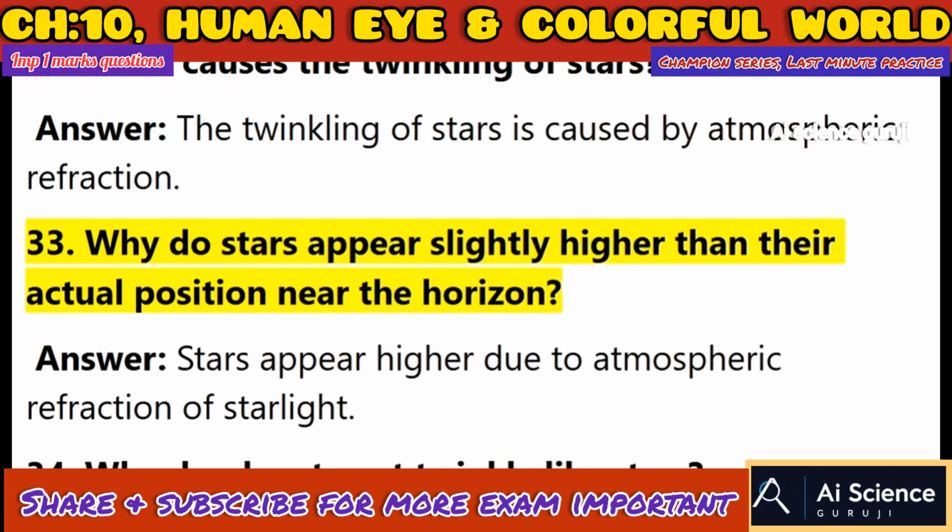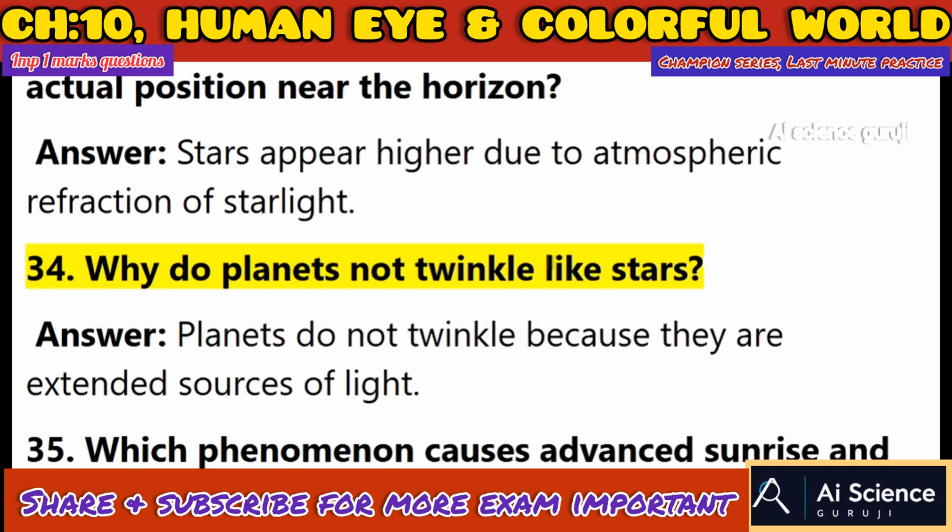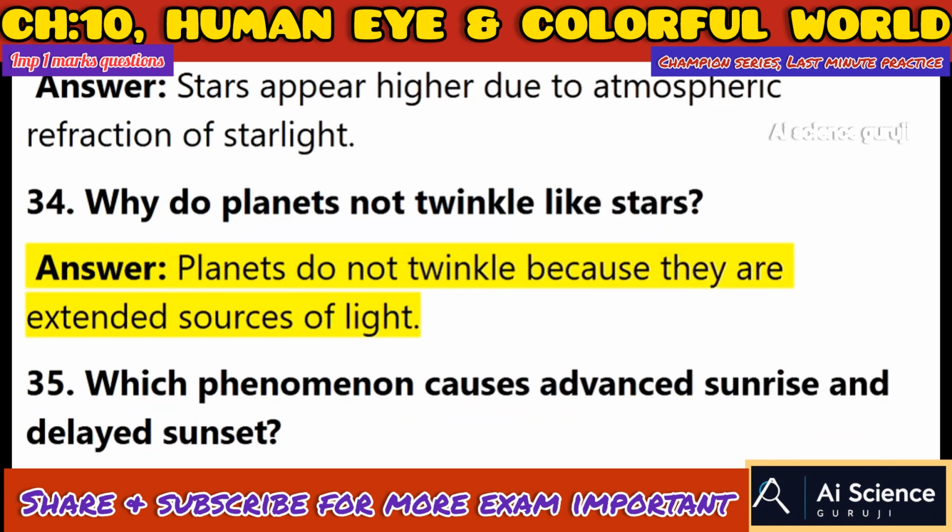33. Why do stars appear slightly higher than their actual position near the horizon? Answer: stars appear higher due to atmospheric refraction of starlight. 34. Why do planets not twinkle like stars? Answer: planets do not twinkle because they are extended sources of light.